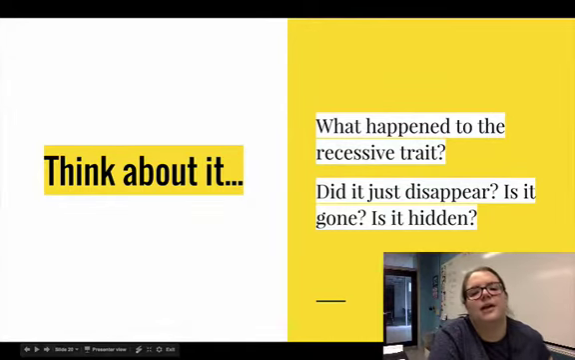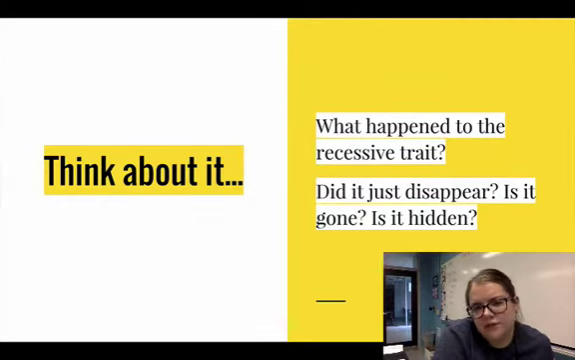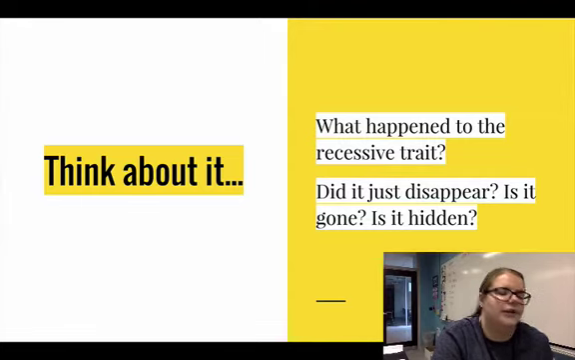So think about it for a second. What happened to that recessive trait? Is it gone? Is it hidden? Is it never going to show up again? Is it going to reappear? What do you think happens?